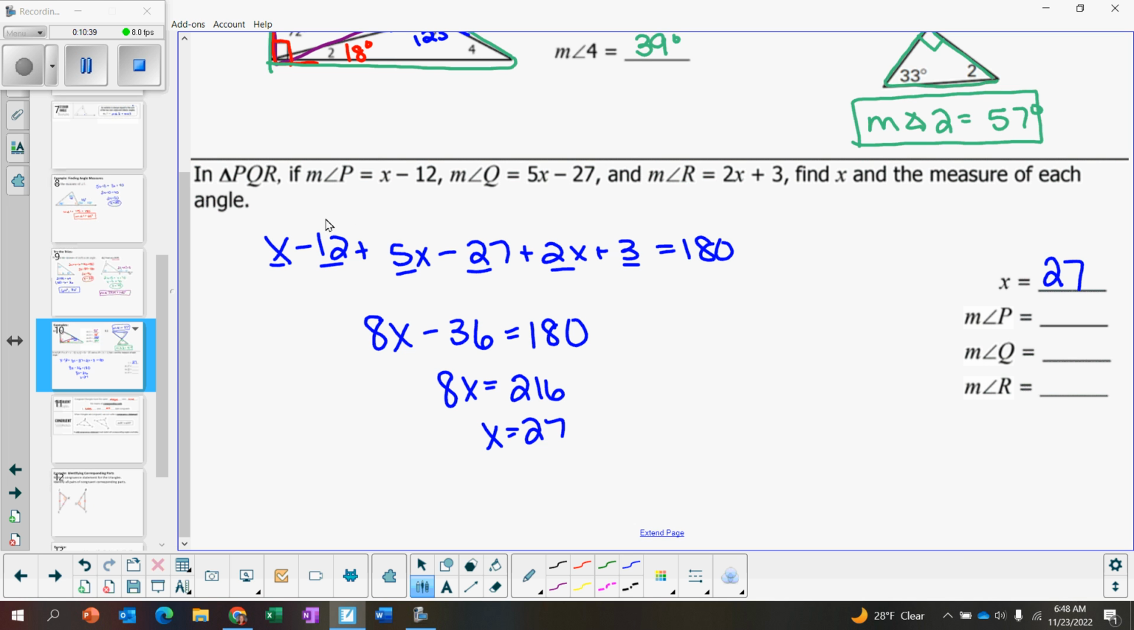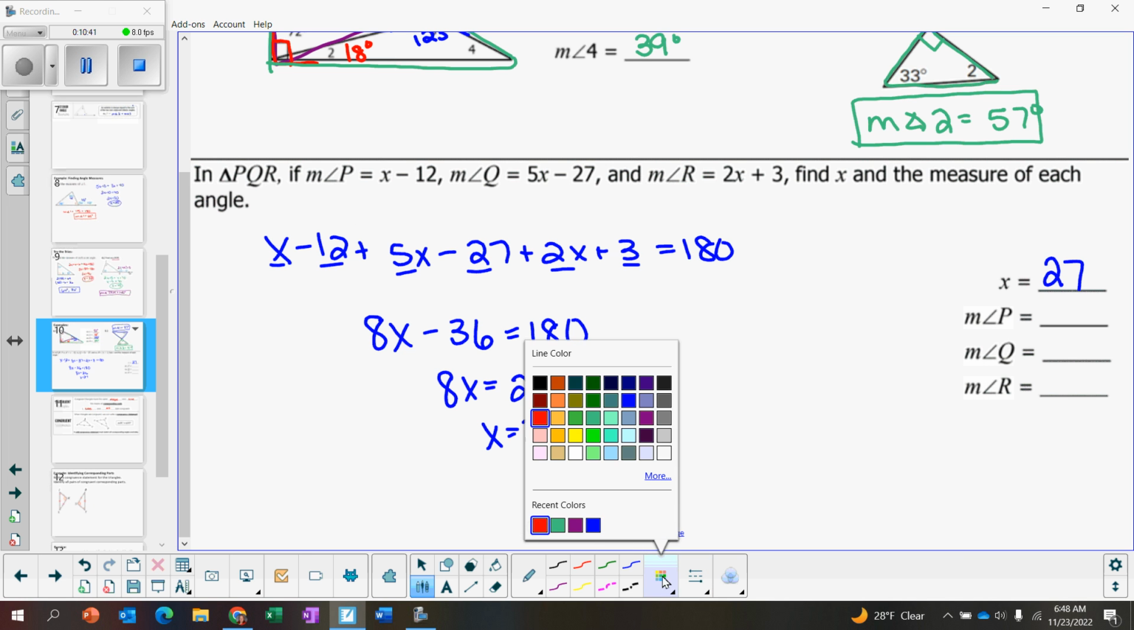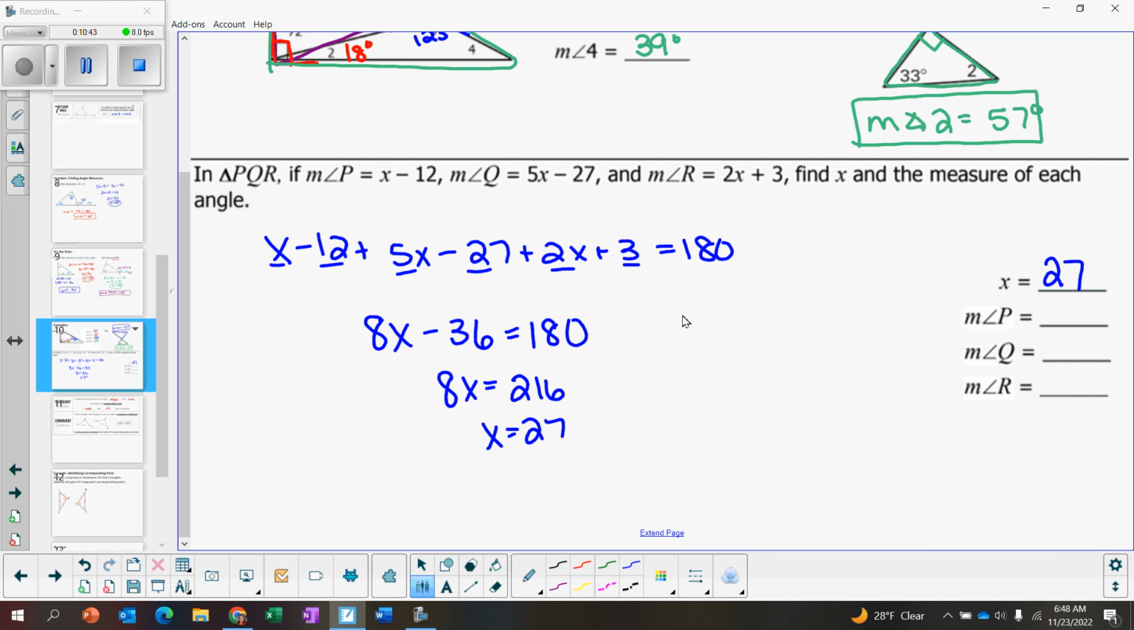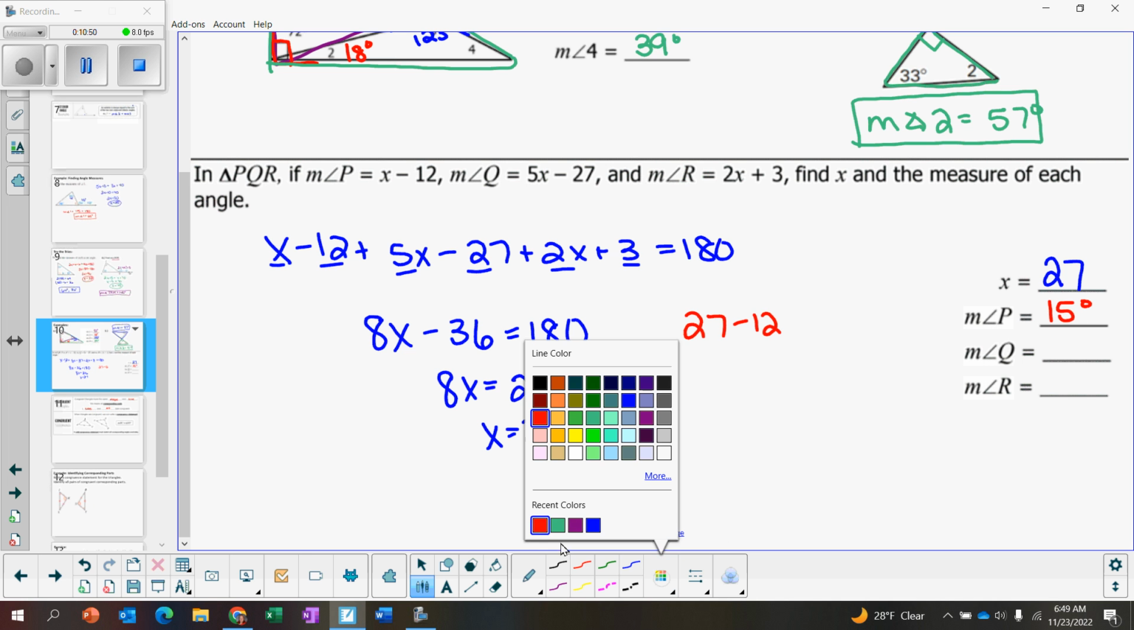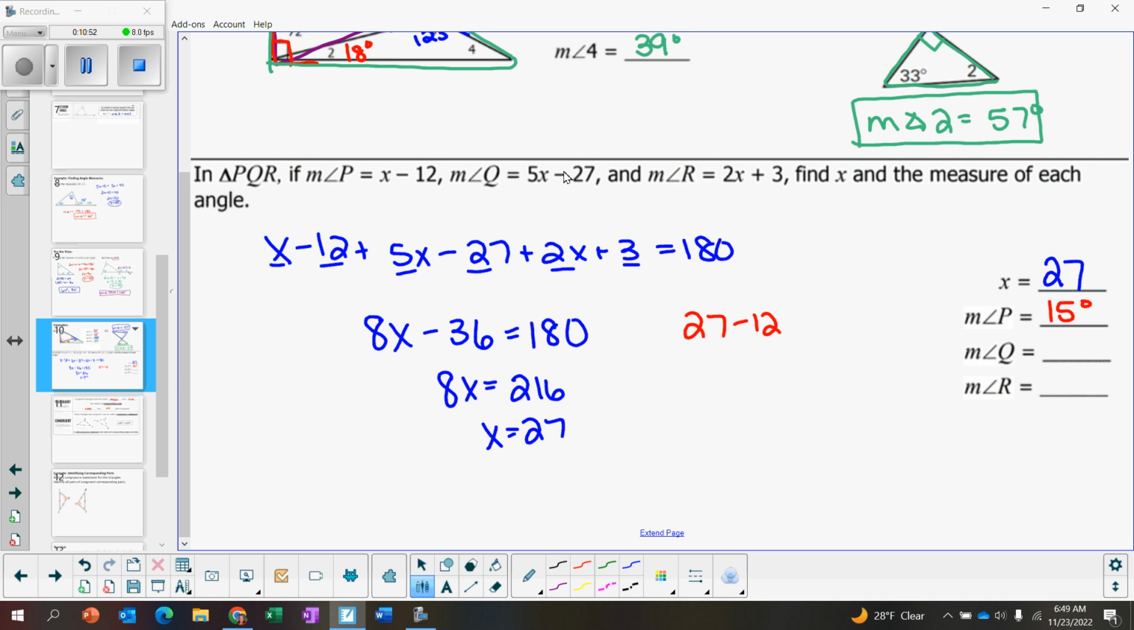Now I want to find the measure of each angle. I have to plug that x is 27 back in. So for P, that's 27 minus 12, so the measure of angle P is 15 degrees. For Q, that's 5 times 27 minus 27, which comes out to be 108 degrees. And then for our last one, angle R, that's 2 times 27 plus 3, that's 57 degrees.